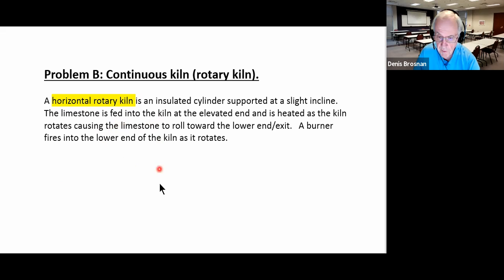So the limestone is fed to an elevated end of the kiln, which is turning. The turning kiln causes the limestone to rotate. That's helping the heat transfer in the process, and it tumbles its way down the kiln shell, which is refractory lined, toward the exit end and falls out into a cooling grate. Typically in rotary kilns, a burner is fired in the lower end, so the limestone is moving down the kiln counter current to the direction of the heat, moving up the kiln as the kiln is slightly elevated.